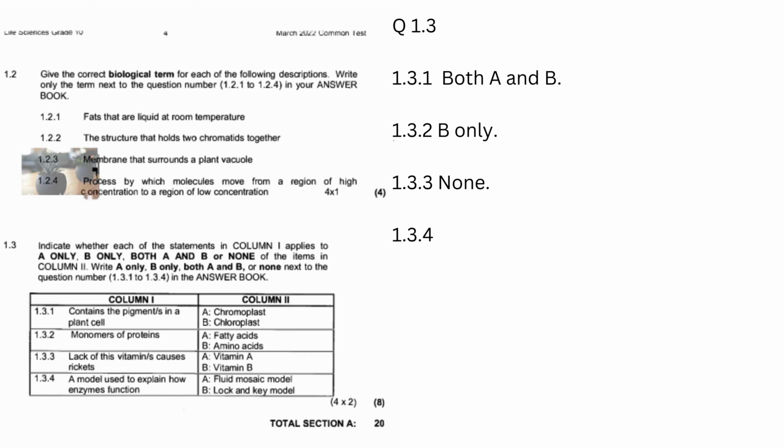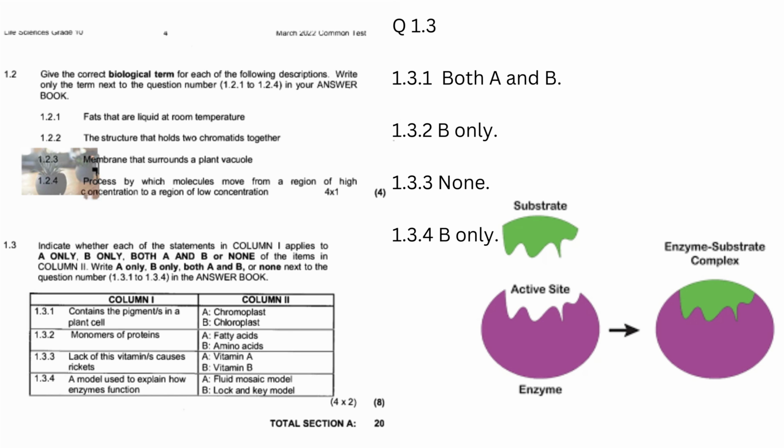Question 1.3.4. A model used to explain how enzymes function. A, fluid mosaic model. B, lock and key model. The answer is B only. Why is that? Because enzymes are very specific. They only work with one specific substrate.